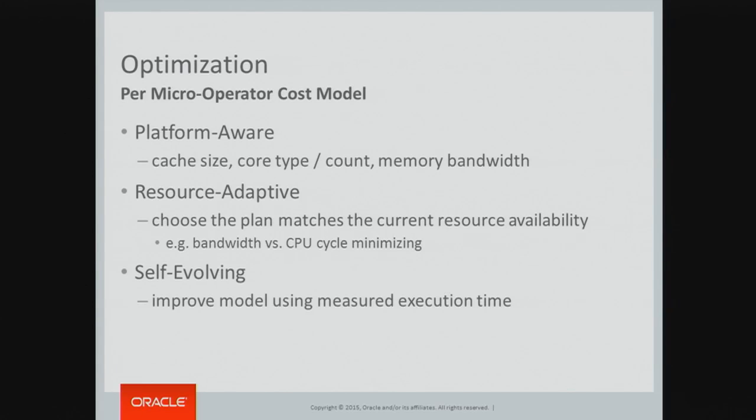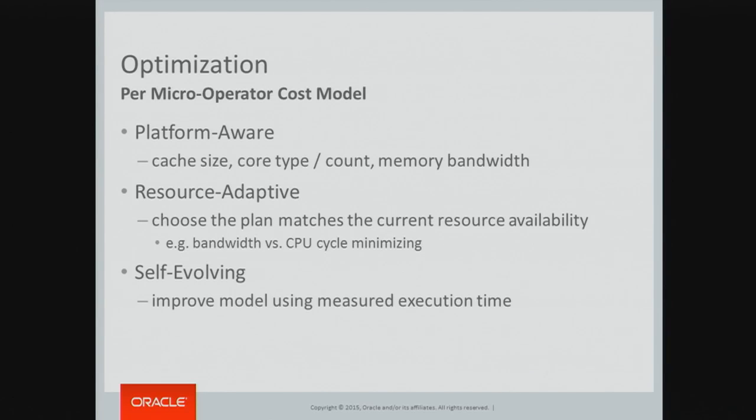The second one should be resource adaptive. We need to choose the plan that matches the current resource availability because the runtime is so different from the compilation time. And also when there is a concurrent workload running in the system, we must balance. We have to choose our optimization goal, whether we want to minimize the memory bandwidth or minimize the CPU cycles. The third one is self-evolving.